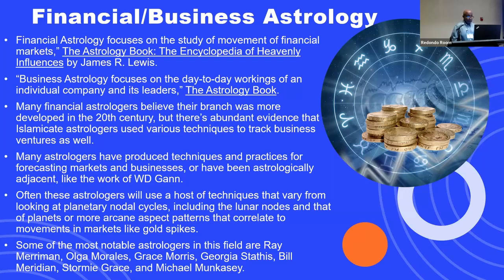You might look into the work of W.D. Gann. Often these astrologers would use various techniques, including planetary nodal cycles, not just the moon, but looking at Jupiter's nodes. Because every planet, maybe you know this, some of you don't, every planet has nodes just like the moon. And so you can use those related to business principles. Some of the notable astrologers for this are Ray Merriman, Olga Morales, Grace Morris, Georgia Stathis, Bill Meridian, our own Stormy Grace, and Michael McCasey.